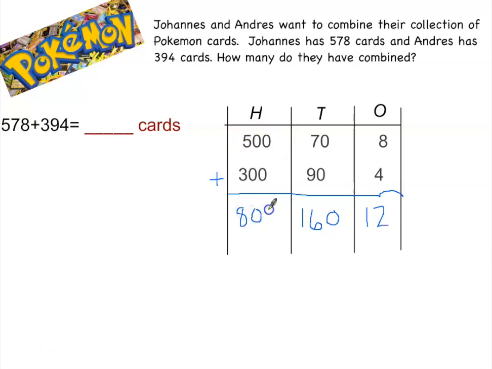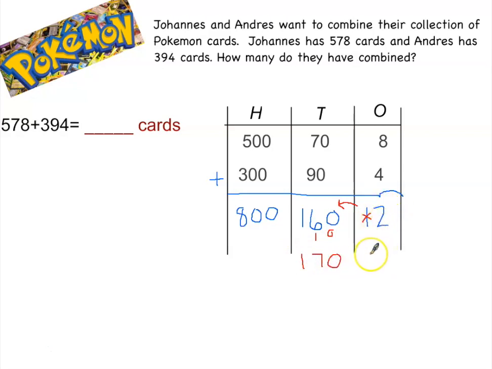Now, I've added each place together, but I've noticed a couple of things. First, I've noticed that there's 12 in the ones place, and that will not work because the most I can have in the ones place is 9. So we're going to get rid of that, and we're going to regroup it over here. So I'm going to take this one group of 10, and I'm going to add it to what's in the tens place, and that's going to make this become 170.